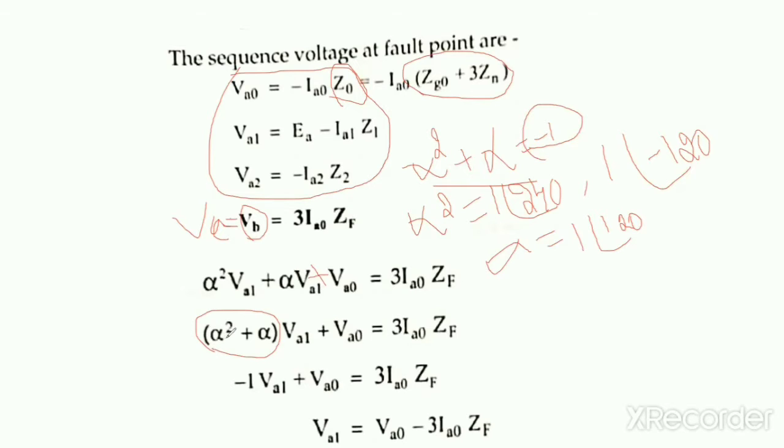Therefore, we substitute alpha square plus alpha equal to minus 1 into VA1 plus VA0, which will be equal to 3IA0 into ZF. From this equation we write down VA1. Therefore VA1 is equal to VA0 minus 3IA0 into ZF. Understand?